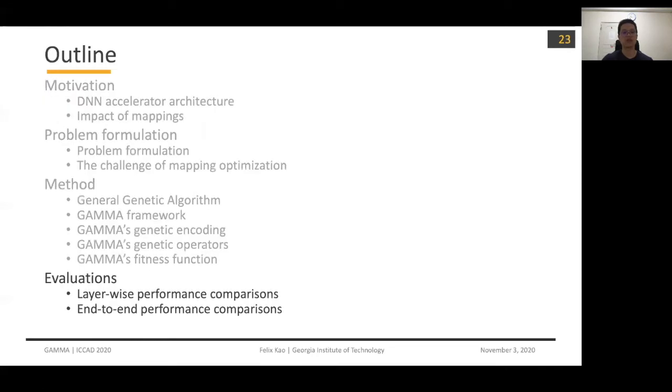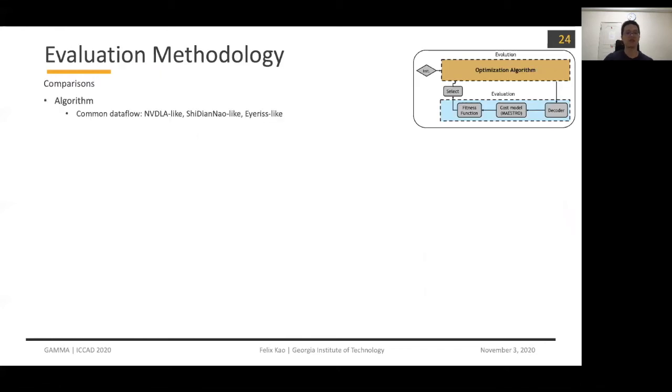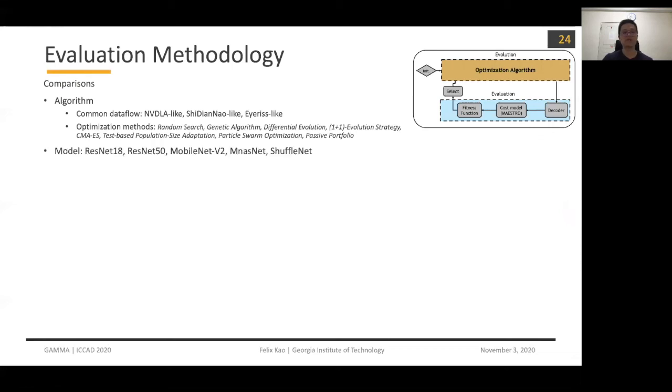And then we come to our evaluation. We compare with two kinds of algorithms. First are some common dataflows, like NVDLA, Shidiannao, and Eyeriss. Then we compare with some optimization methods like genetic algorithm, particle swarm optimization, and so on. We compare under 5 different models, and we target 2 different kinds of objectives, latency or energy, and 3 different constraints: the number of PEs, the global buffer size, and the local buffer size. We give all the optimization methods the same sampling budget of 10K data points.